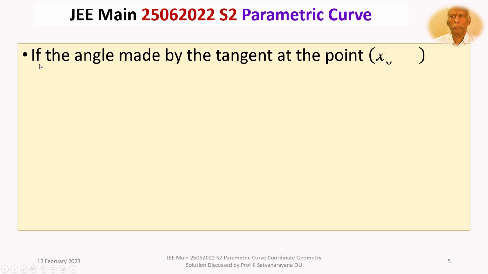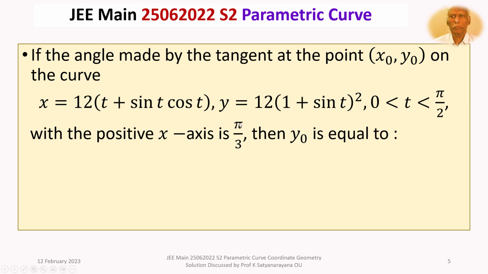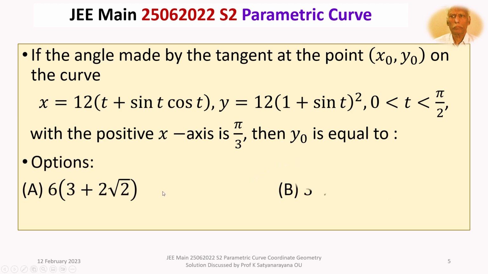The given question is: if the angle made by the tangent at the point (x0, y0) on the curve x = 12(t + sin t cos t), y = 12(1 + sin t)², where 0 < t < π/2, with the positive x-axis is π/3, that is, the angle made by the tangent at this point on this curve, whose parametric representation is given, with the positive x-axis is π/3, then we have to find the value of y0. We are given 4 options.